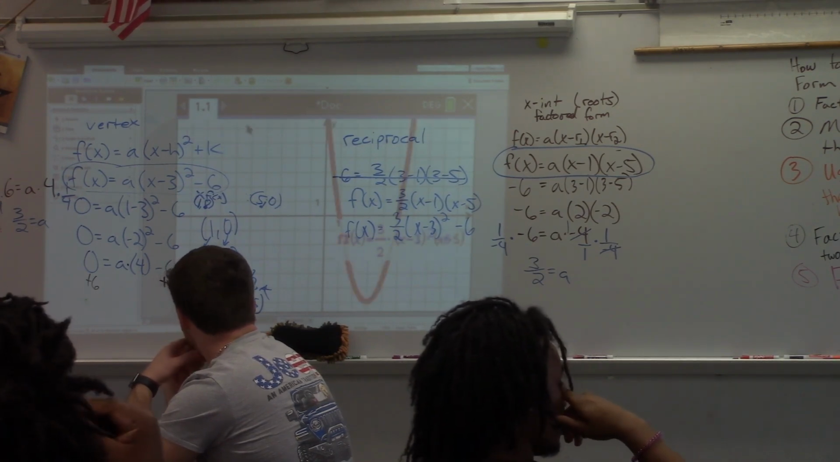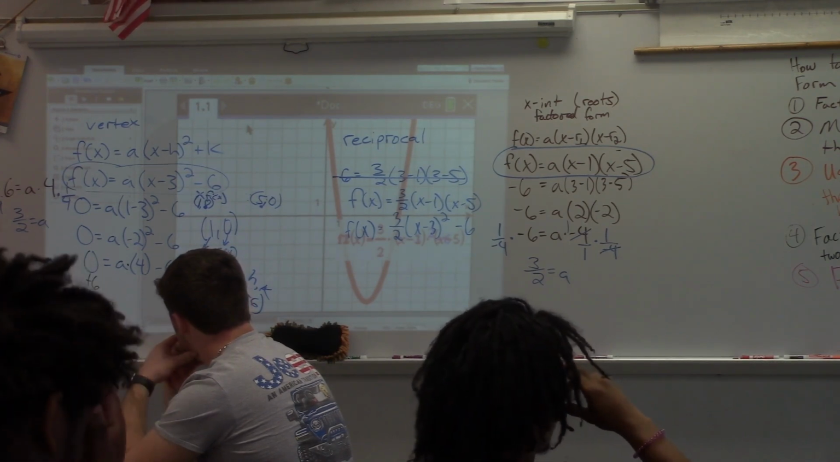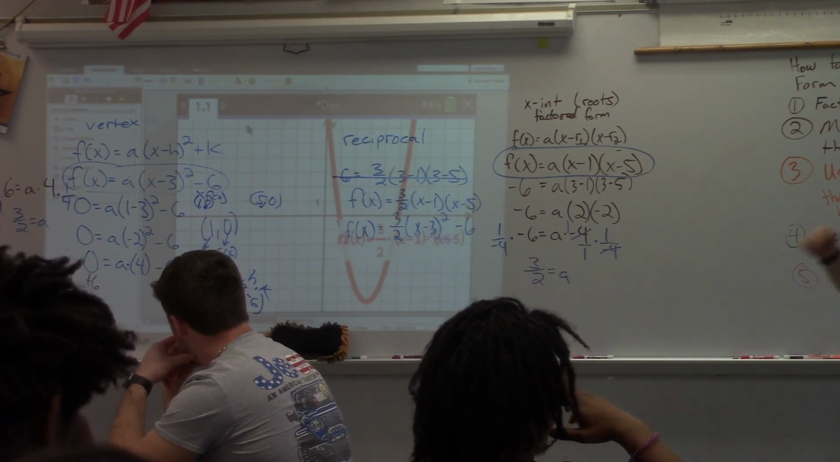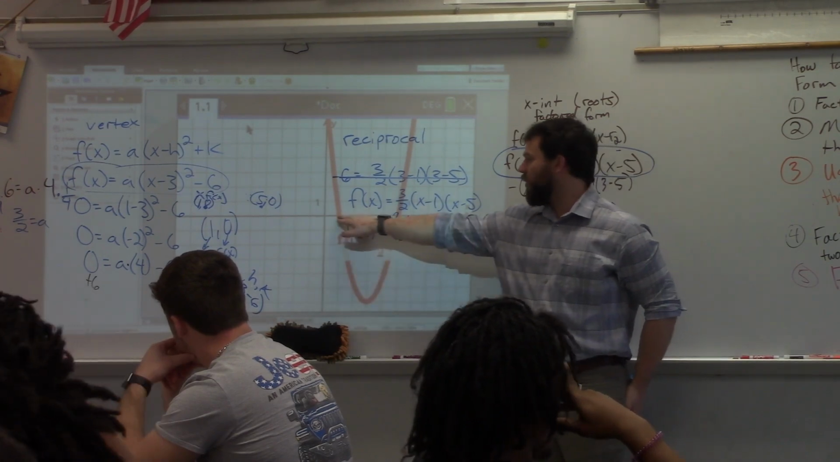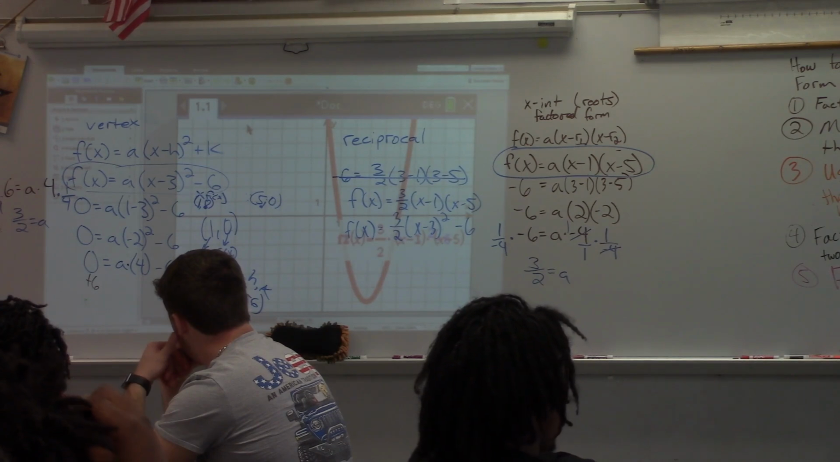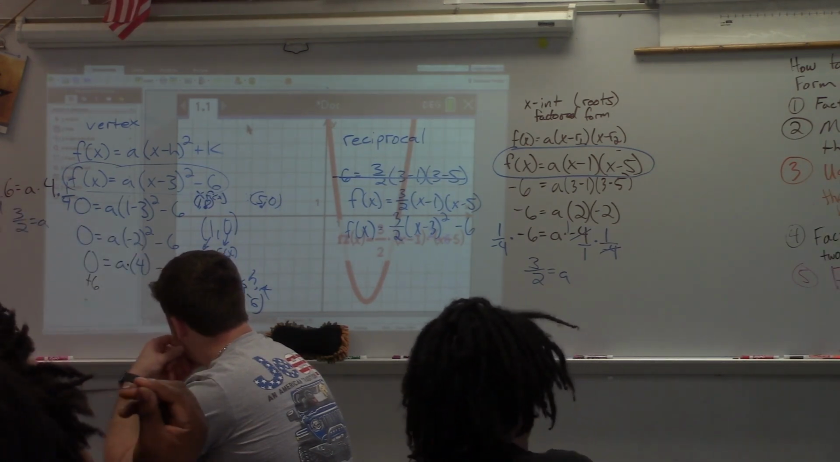So do they both work? Yep. So, Tristan, I can check it. Notice if I look at this graph, it has (3, negative 6) as the vertex. It has (1, 0) and (5, 0) as the x-intercepts. So, my point is, sorry to answer your question, 100% you can use whichever extra point you want.